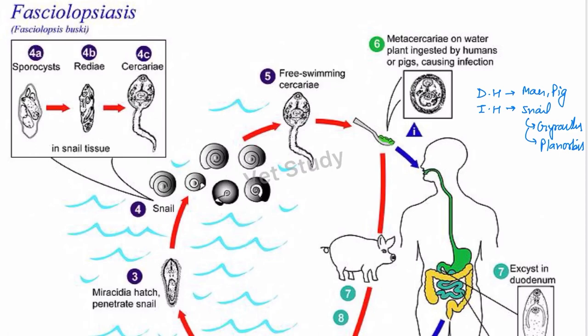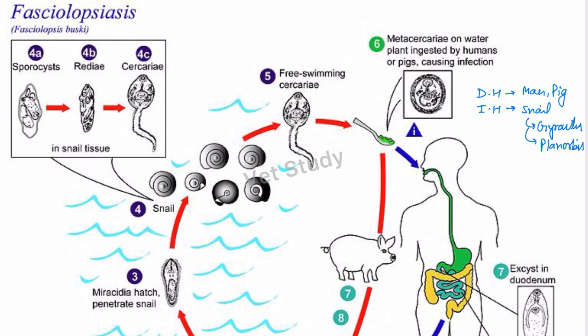So today we are going to discuss Fasciolopsis buski. This parasite is very important, and the definitive hosts of this parasite are man and pig. The intermediate host is the snail. The species of snails are Gyraulus and Planorbis. So these are the two species which act as the intermediate host of Fasciolopsis buski.